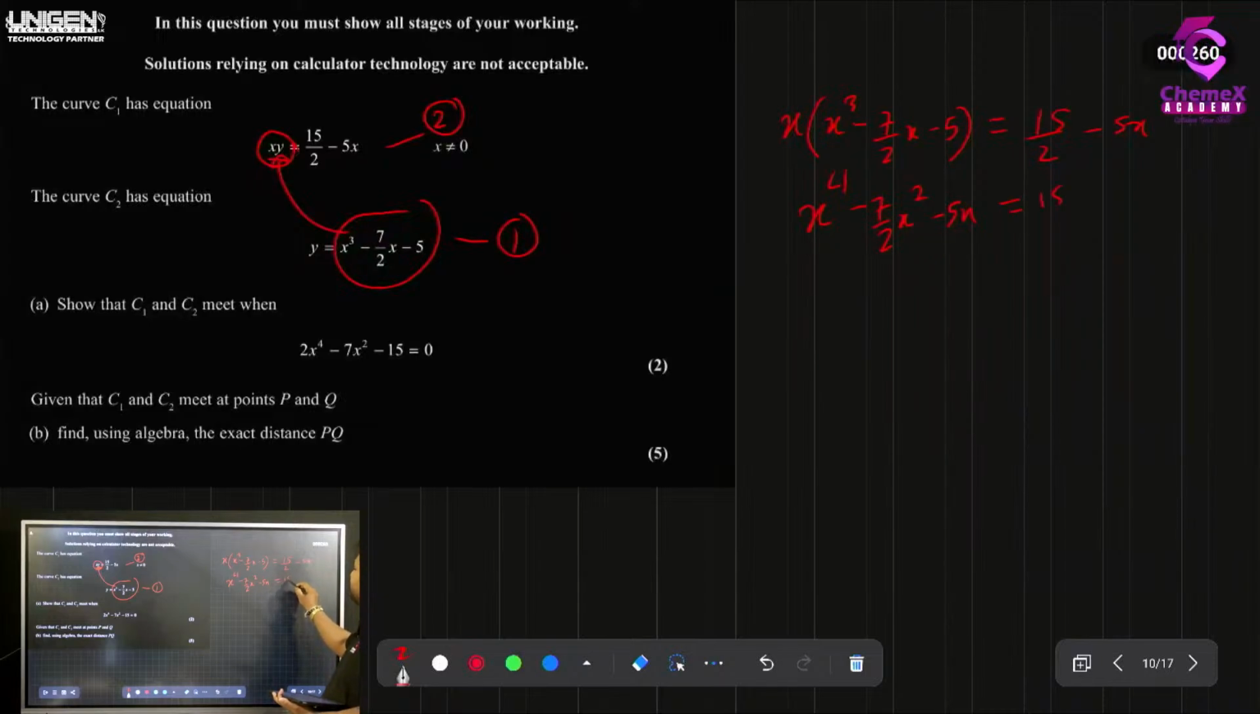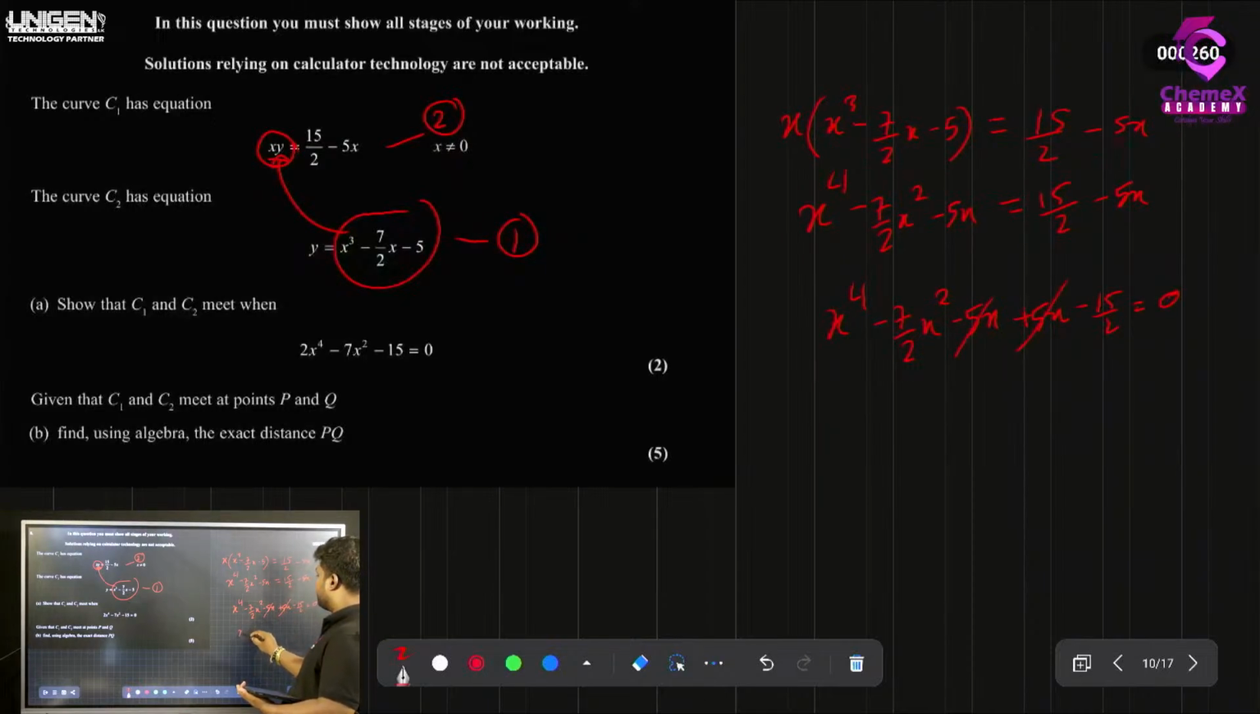Equals 15 over 2 minus 5x. Then, x to the power 4 minus 7 over 2 x squared minus 5x plus 5x minus 15 over 2 equals 0. These two cancel off. So x to the power 4 minus 7 over 2 x squared minus 15 over 2 equals 0.